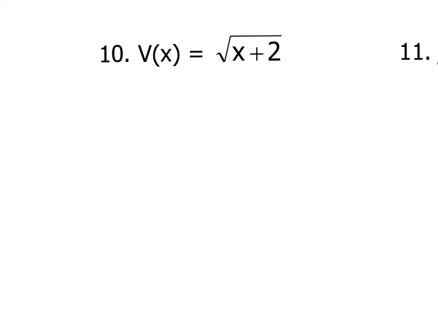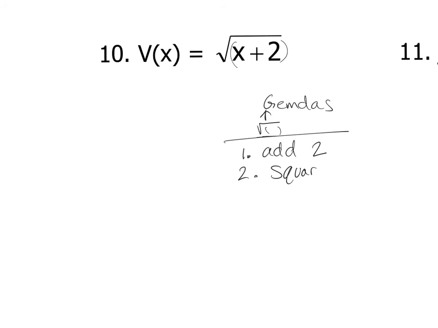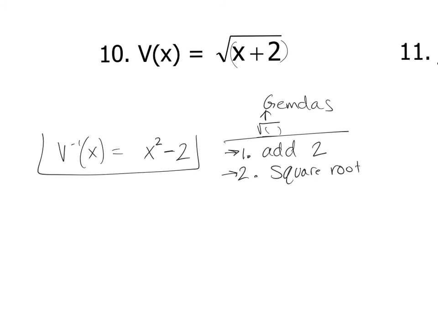For number 10, we do have a group here. Group includes anything written inside of a square root sign. So my list would be first, what's happening inside. That is the addition. So we added 2 first. And then after we add the 2, we square rooted. So my v negative 1 of x will happen when I take x and I don't square root, but I square. And then I don't add 2, but I subtract 2.